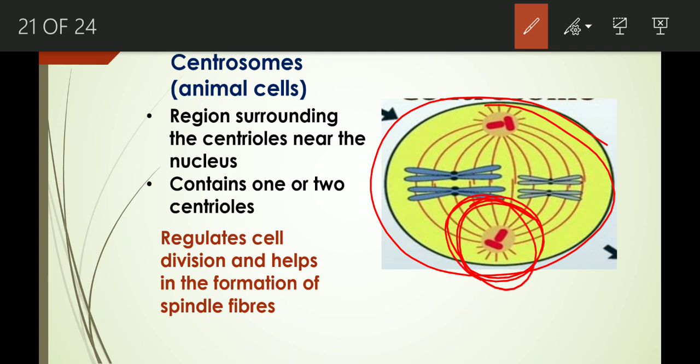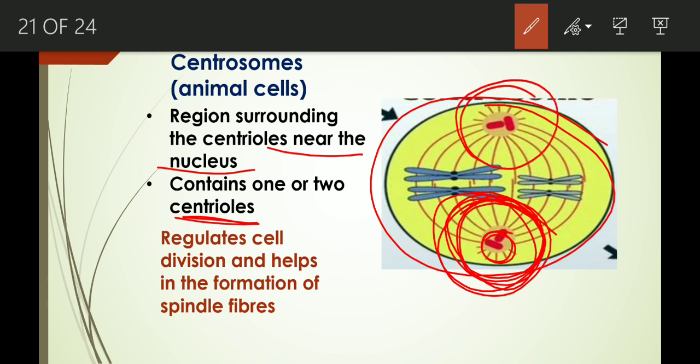Centrosome, this region is centrosome. This particular structure is centrioles, and the region around centrioles is centrosome. Clear? So centrosome contains centrioles, and centrosome is present near the nucleus. So if a question comes on the location of centrosome, then we will write centrosome is present near the nucleus, and centrosome contains centrioles. This region is centrosome around the centriole near the nucleus, and this particular structure is centriole.